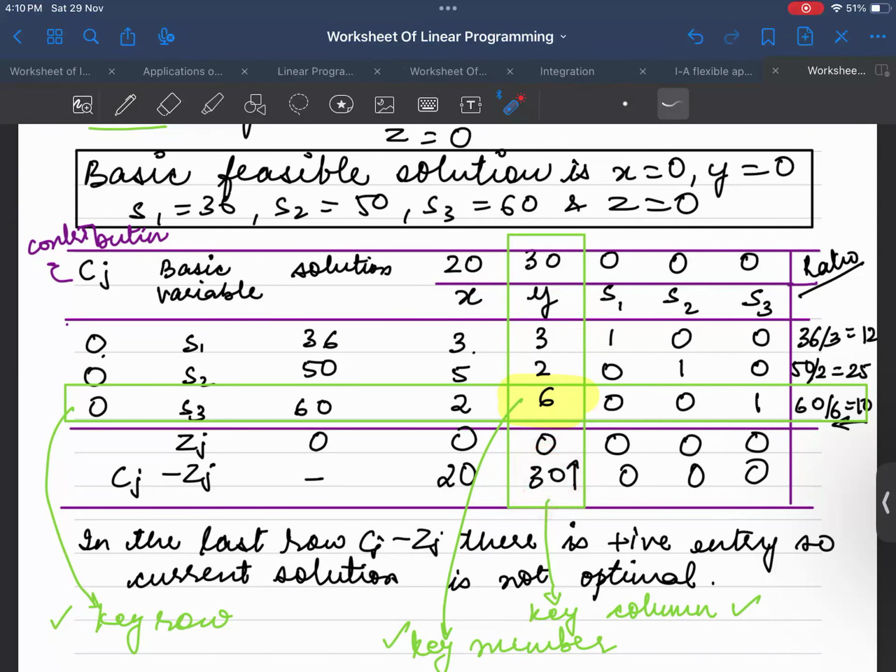So that would be your key column, and 30 we will mark with an arrow like this, and it means y would be my entering variable.